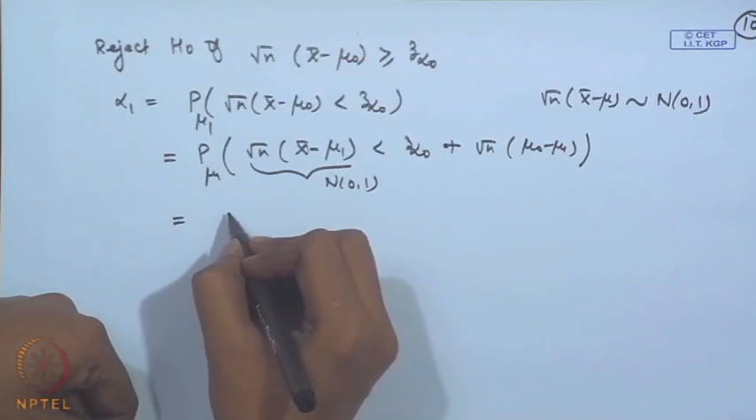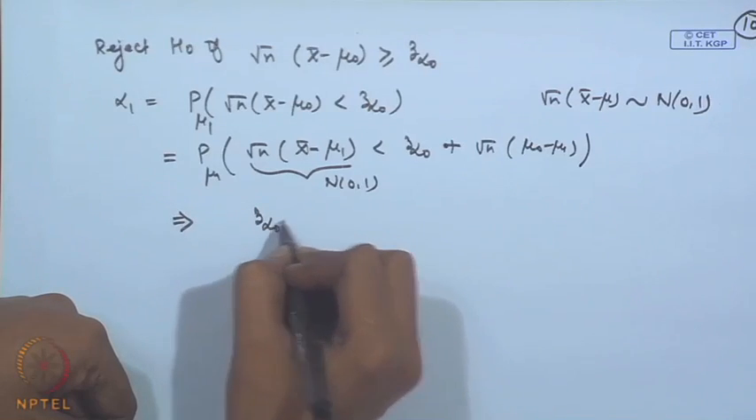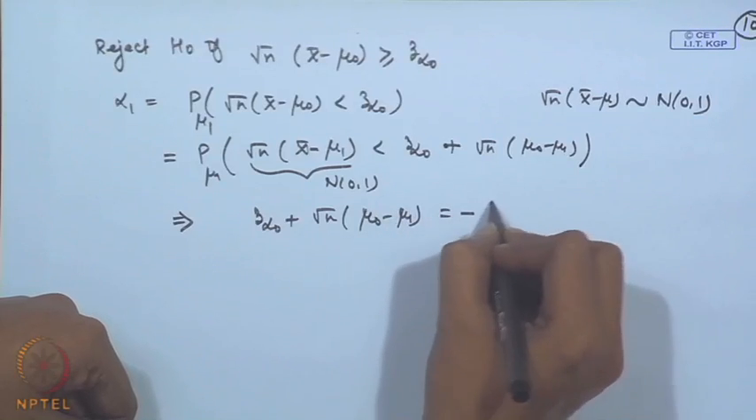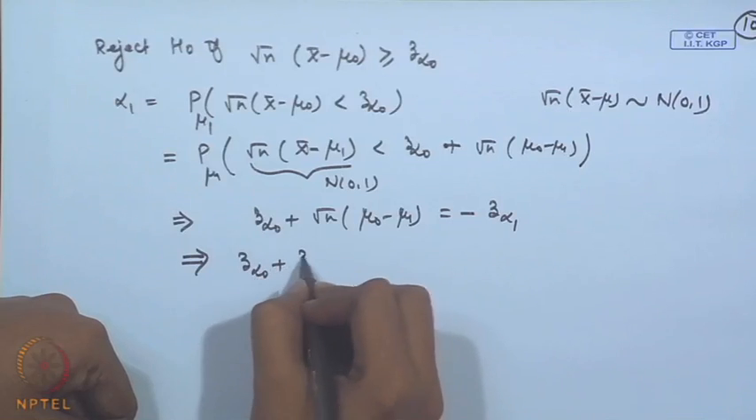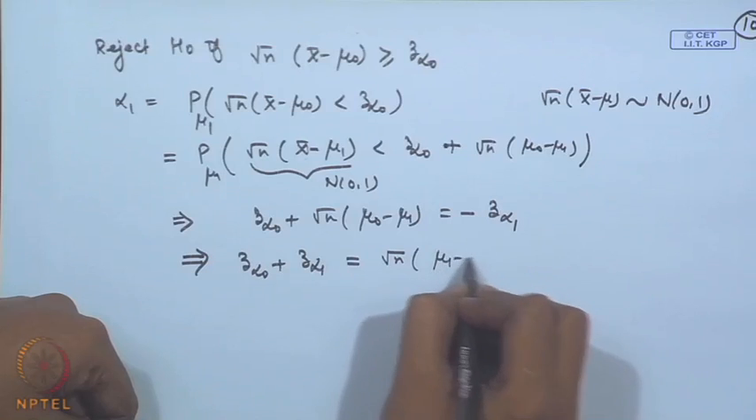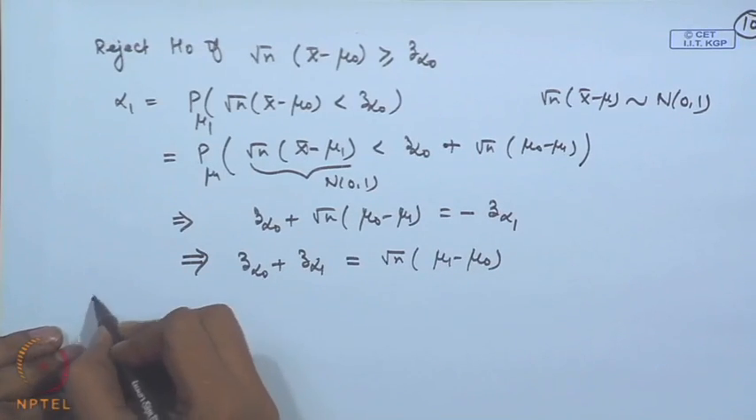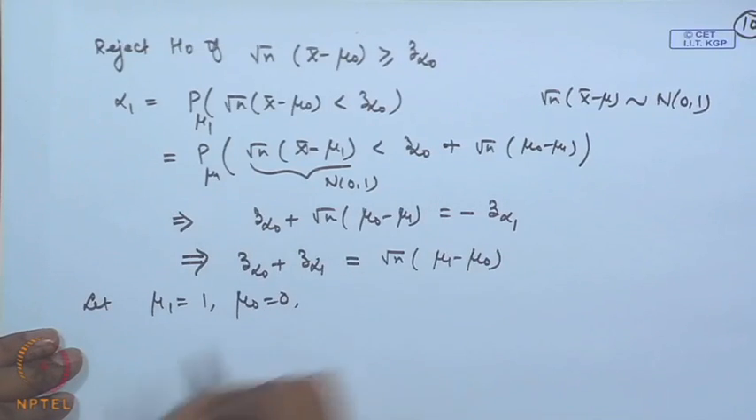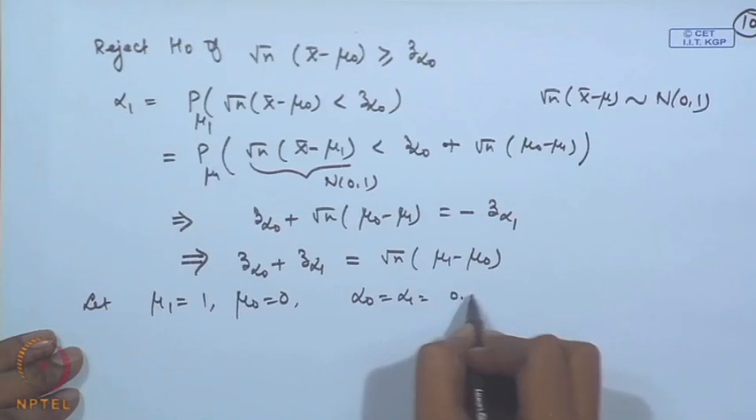So this implies that z alpha naught plus root n (mu naught minus mu 1) is equal to minus z alpha 1. This means z alpha naught plus z alpha 1 is equal to root n (mu 1 minus mu naught). Let us take, say, mu 1 is equal to 1, mu naught is equal to 0, and I have taken alpha naught and alpha 1 equal to 0.05.